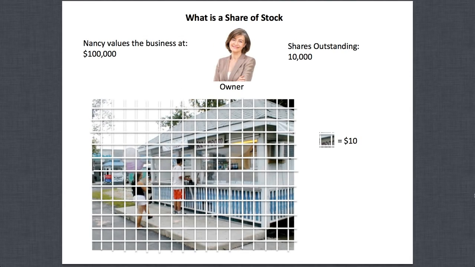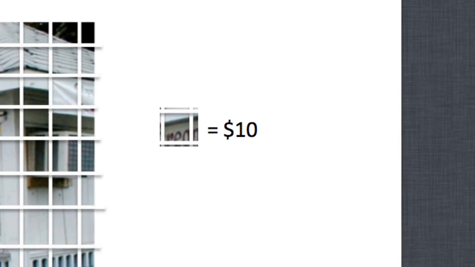As you can see, I took the picture of the ice cream stand, which was a whole business, which she was valuing at $100,000, and she was trying to sell it with no luck. What she did is she divided this company up into what we're going to say is 10,000 pieces. The little squares there represent that she split that business up into 10,000 different pieces. And one piece of that business, which you can see as the little square there, equals $10.